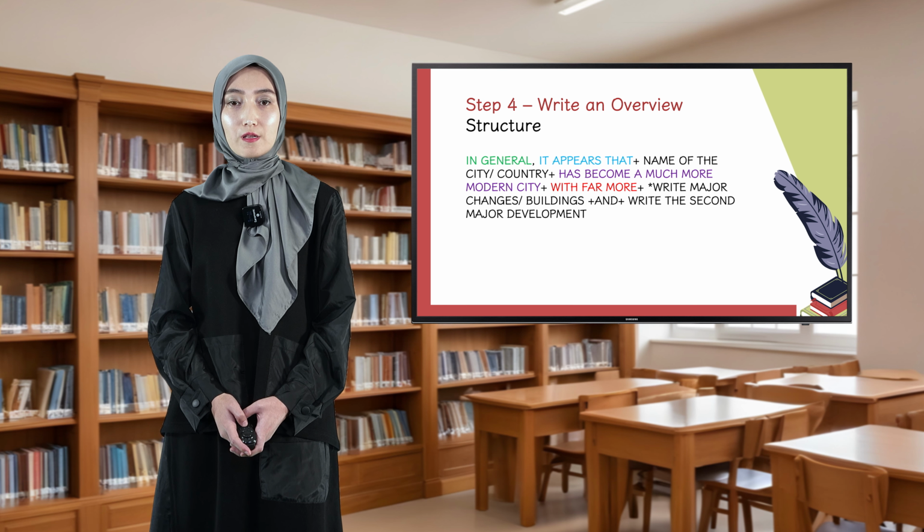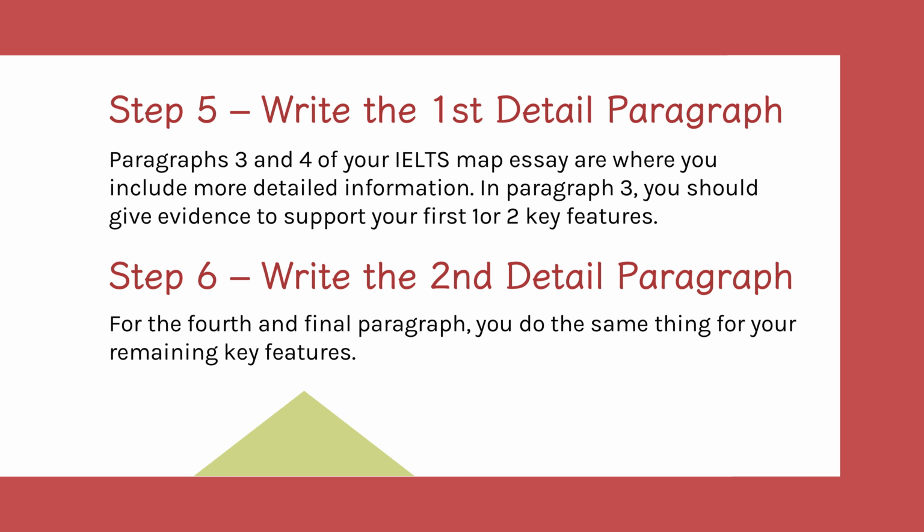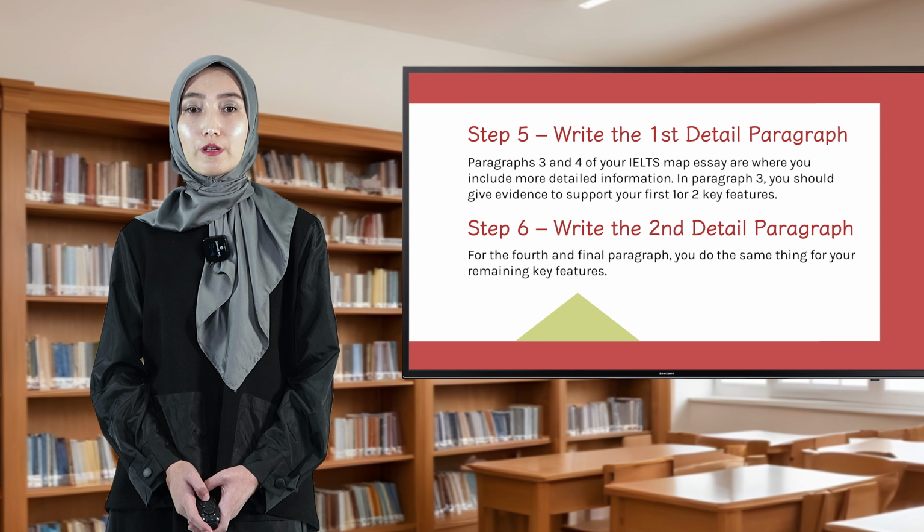And the next step is 5. And for this, you should write the first detailed paragraph. And for this, you can give the details of the maps. For example, paragraphs 3 and 4 of your IELTS map essay are where you include more detailed information. And in paragraph 3, you should give evidence to support your first or second key features.